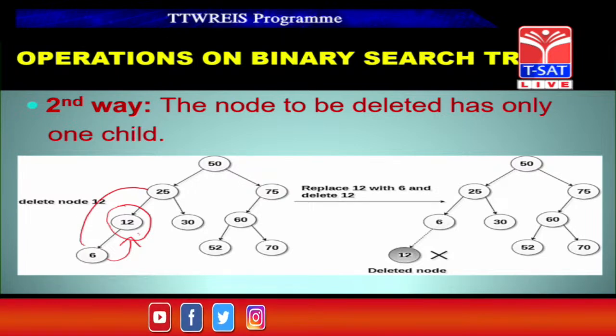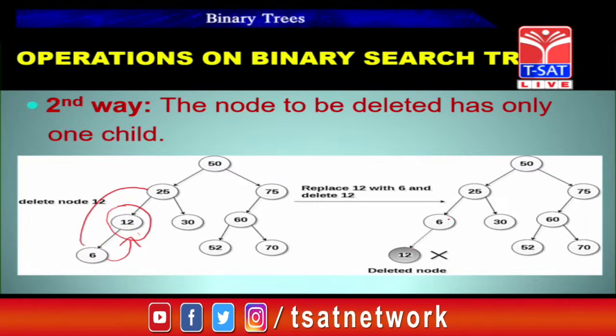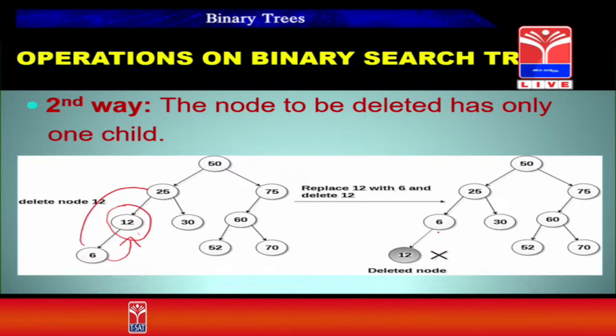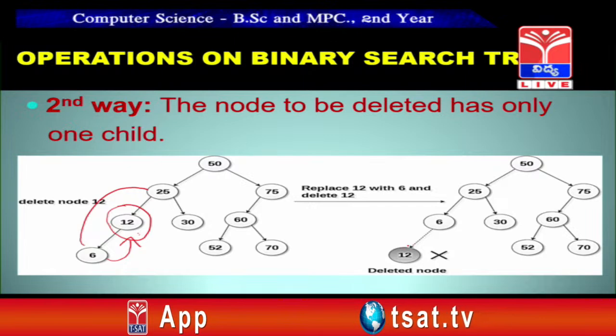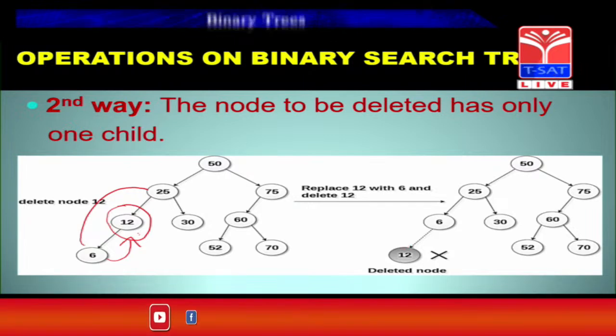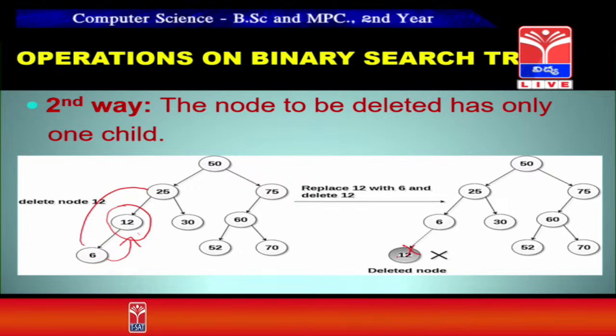So see the left side. Here we replace the deleting element with its child node. So 6 will be at 12's place, 12 will be at 6's place. So 12 will be here, it is a leaf node. Why? Because this 12 does not contain any child. So we can easily delete this element 12. This is the second way of deletion operation.